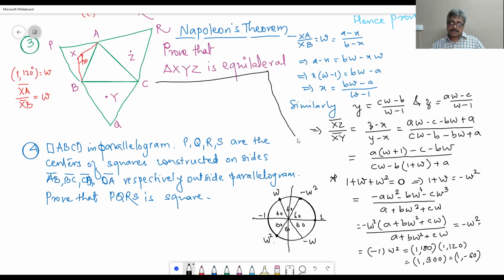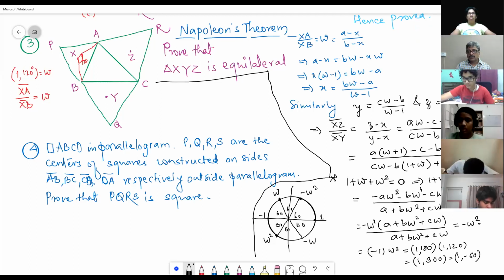Problem number 3. Hope you have understood this. And now you are solving this problem. How many of you have finished that problem also? Sir, yes. Sir, can you please explain omega square? Yes, sir. Omega square should be (1, 240 degrees).